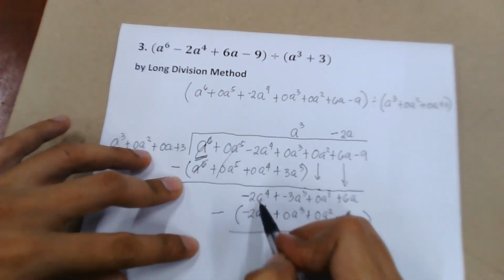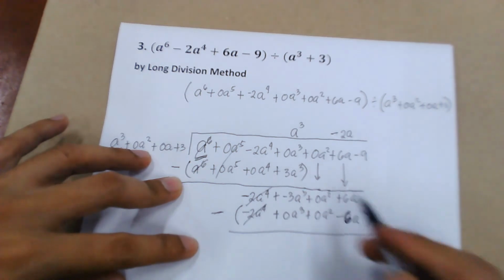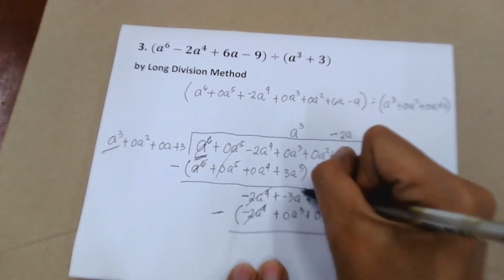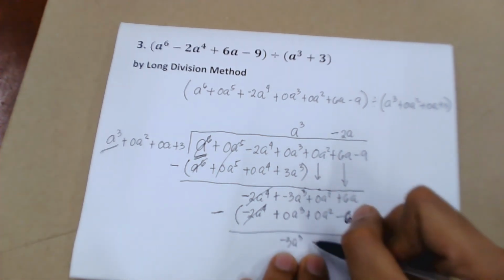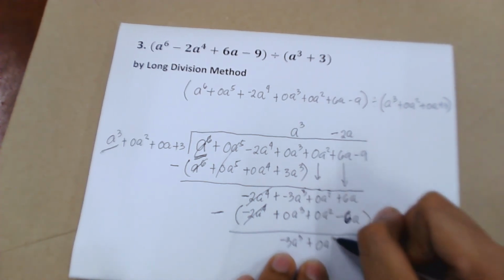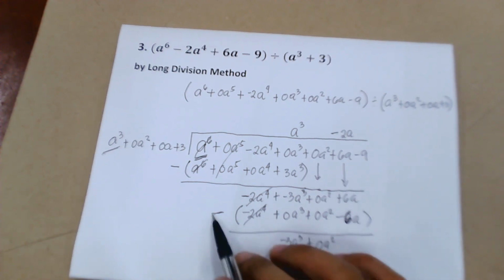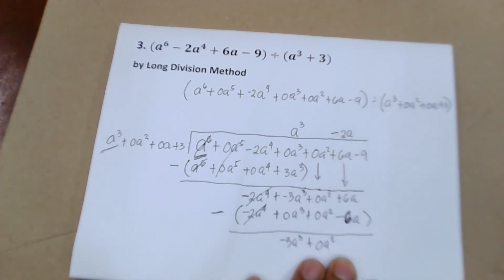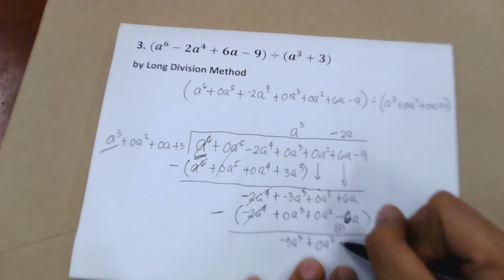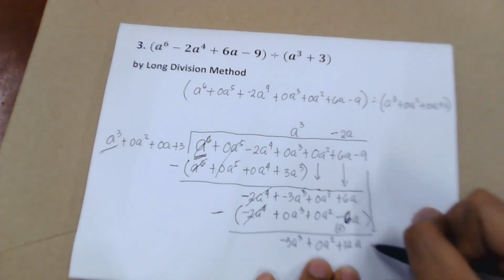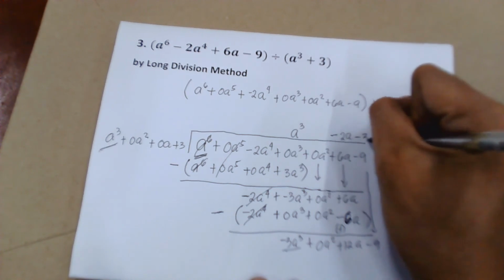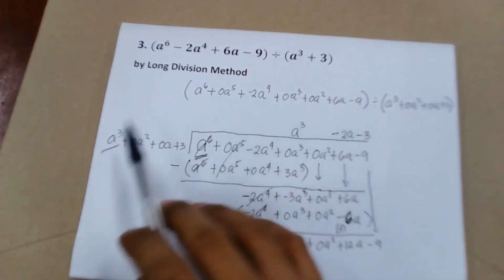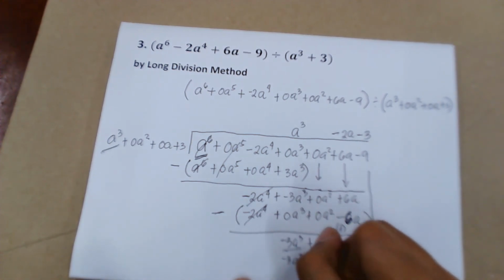So negative 2a to the power 4 minus negative 2a to the power 4 cancels. Negative 3a cubed minus 0a cubed is negative 3a cubed. Then plus 0a squared. 6a minus negative 6a is positive 12a. And bring down negative 9. What is negative 3a cubed divided by a cubed? That is negative 3. Negative 3 times a cubed is negative 3a cubed.